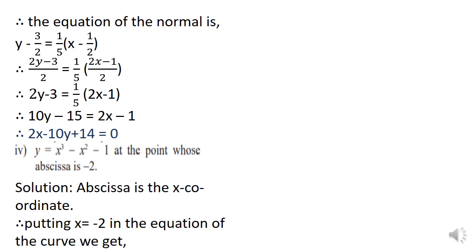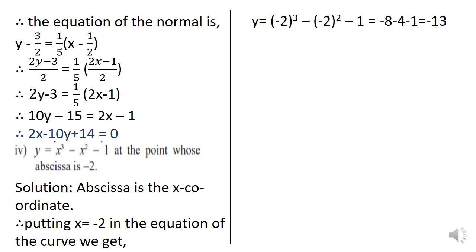And putting x is equal to minus 2 in the given equation of the curve, we get y is equal to minus 2 cube minus minus 2 square minus 1, which comes out as minus 13. Thus the point of contact is minus 2 and minus 13.